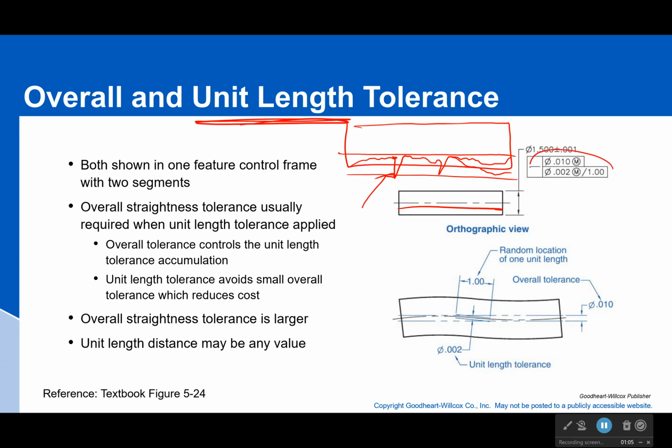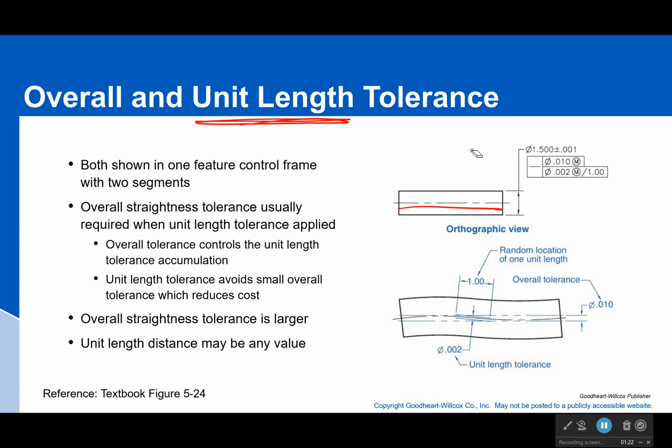So in this case, we have a composite feature control frame. And you can see that my straightness tolerance is being shared by two feature control frame boxes. The first one, without any special symbols in it, applies to the entire surface. And you can see that it's larger than the other one.